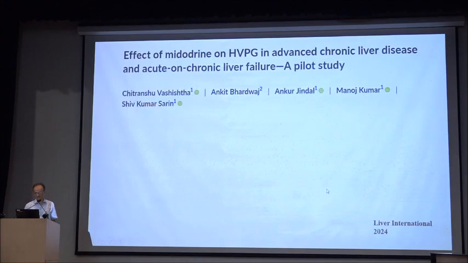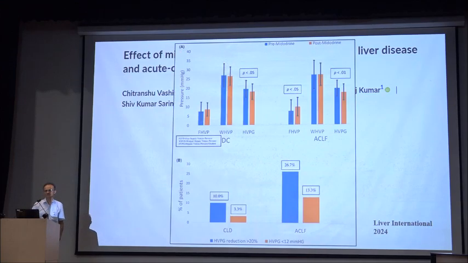So this was a pilot study which was done in our institute, where patients who had relative or absolute contraindications for beta blockers, decompensated cirrhosis or ACLF, were given midodrine 10 milligram, and then HVPG was assessed 3 hours after that. In this study, there was a significant reduction of the HVPG in patients of decompensated cirrhosis, by nearly 7%, and in ACLF patients, by nearly 9%.